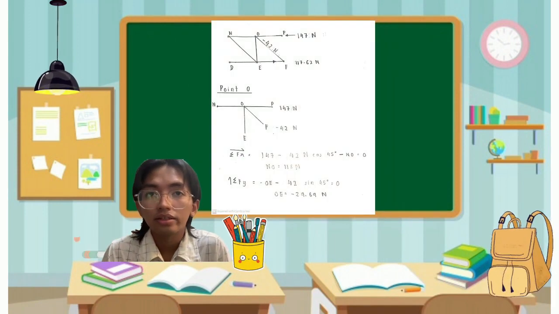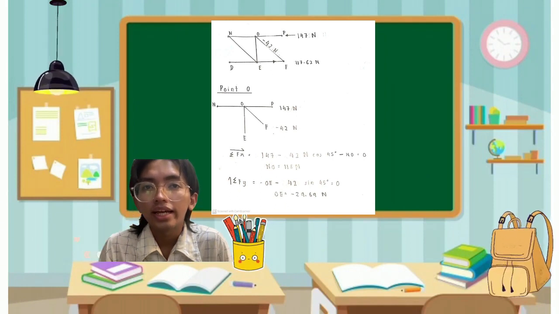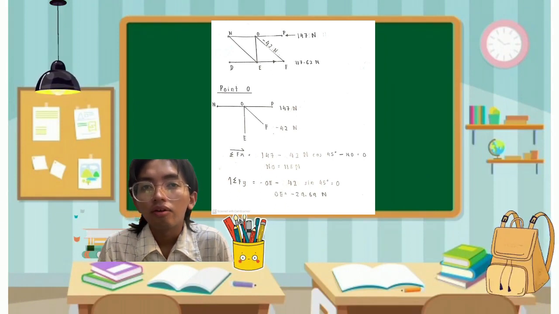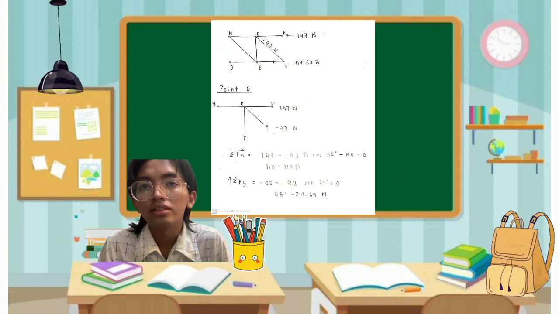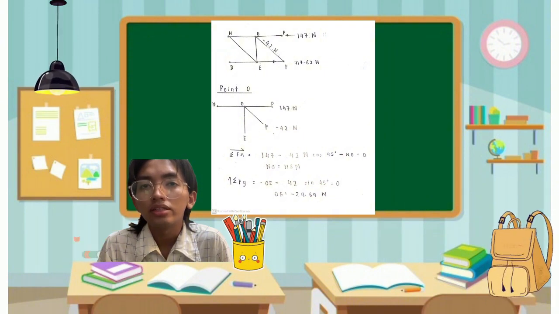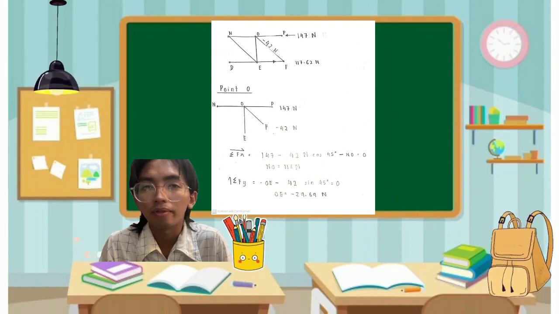For the last part, we use the values OP equal to 147.15 Newton and EF 117.62 Newton. We calculate the value of NO as 118 Newton and OE equal to negative 29.69 Newton using equilibrium of force, with point O as the reference point.